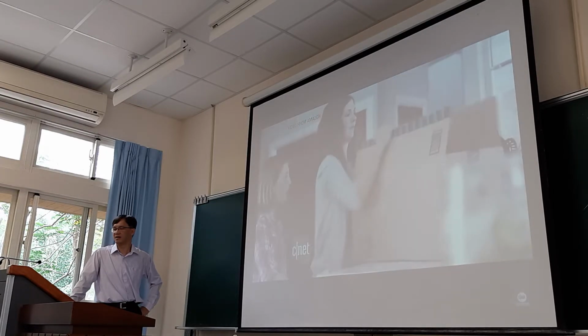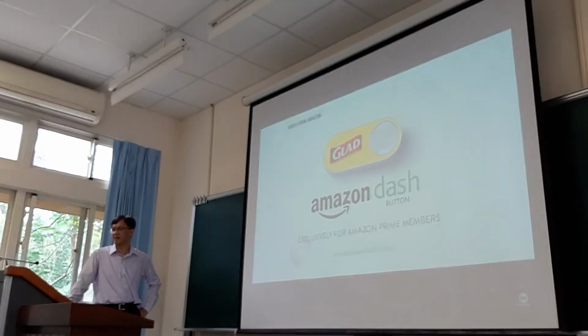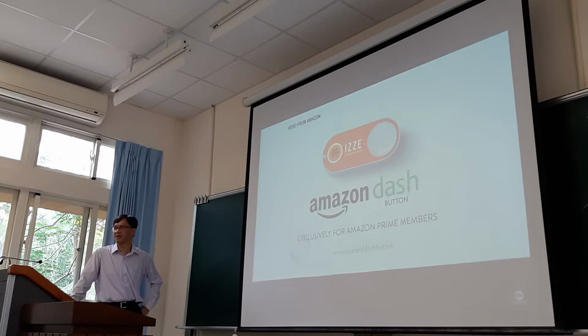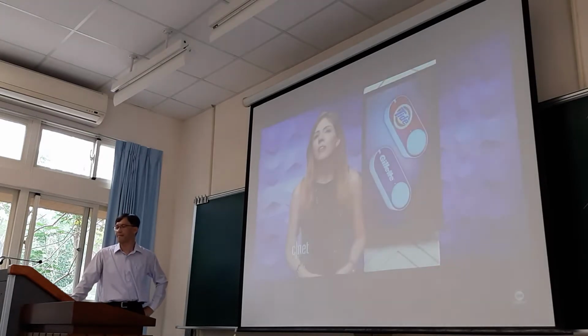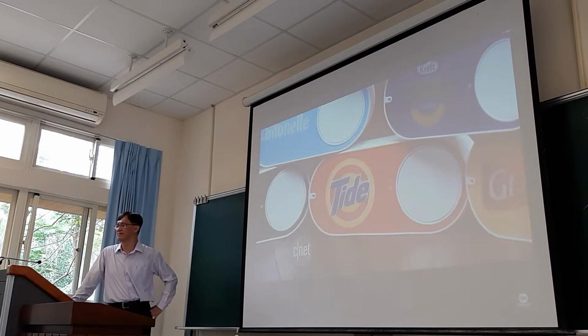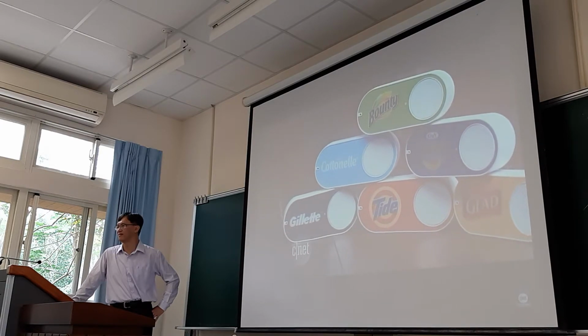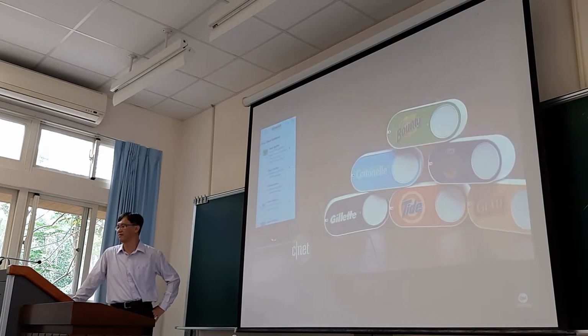Only Prime members can get these buttons, and you have to pay for the privilege of having a button to press. Each costs $5, and they are decorated with the logo of a specific household brand. There are 18 different branded buttons, and I ordered 6 to try out. Tide, Glad, Cottonelle, Bounty, Gillette, and Kraft macaroni and cheese, because who doesn't need a mac and cheese panic button?